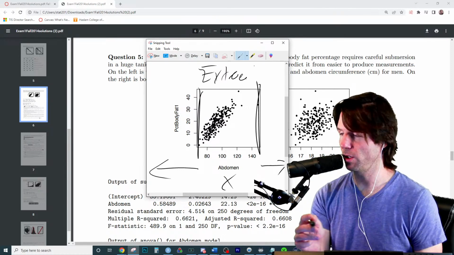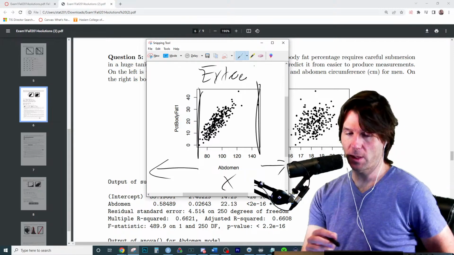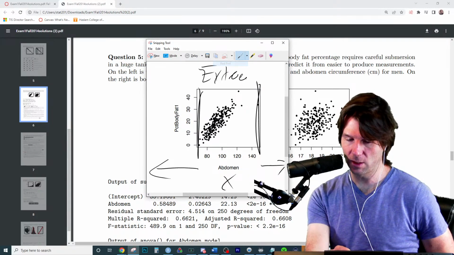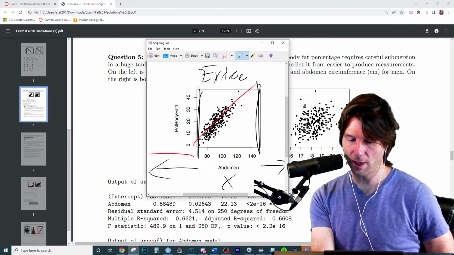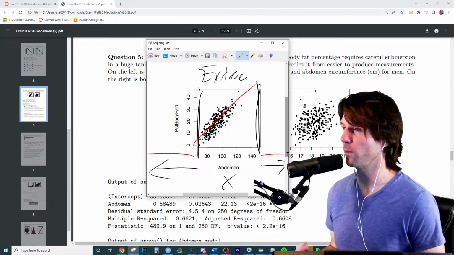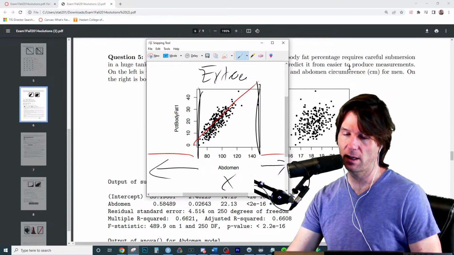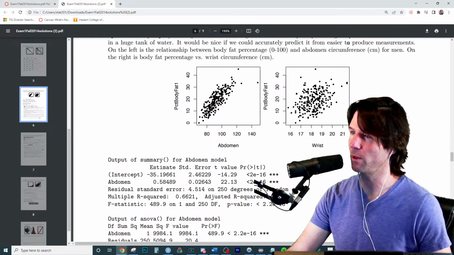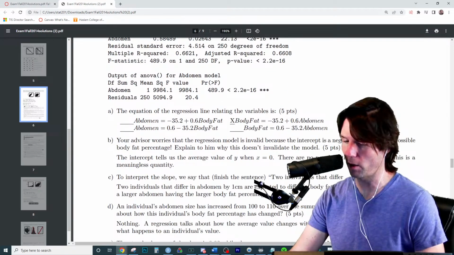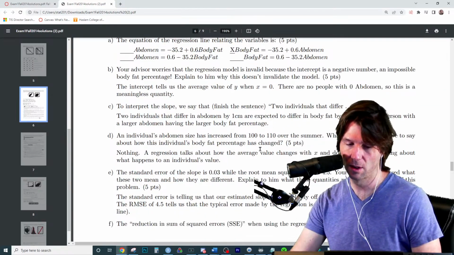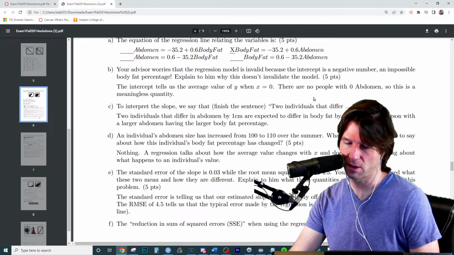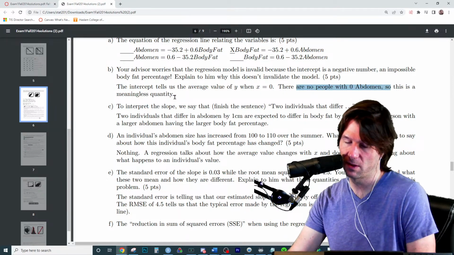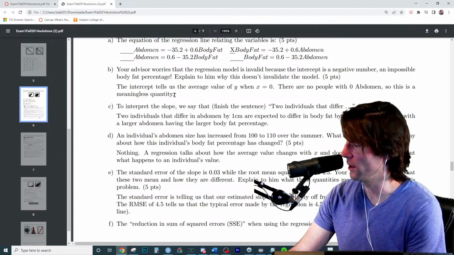So an extrapolation is outside the x bounds of the model because the model is created within this region right here. So if you're extrapolating, you're going into areas where your model doesn't have data. So I'd say the intercept isn't a value that we have data around, so we're not going to use the model for those purposes. That would be an extrapolation. Yeah, it just tells us when x equals 0. There are no people with an abdomen 0, so this is meaningless. We wouldn't care. It's meaningless.